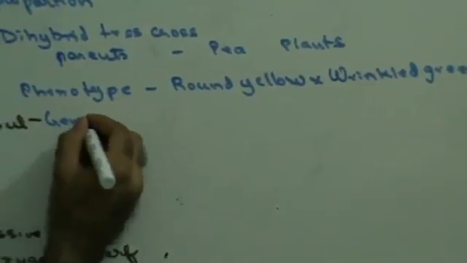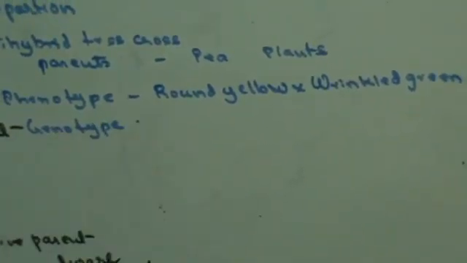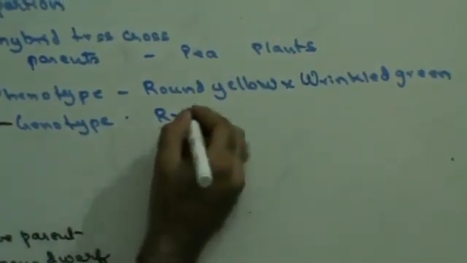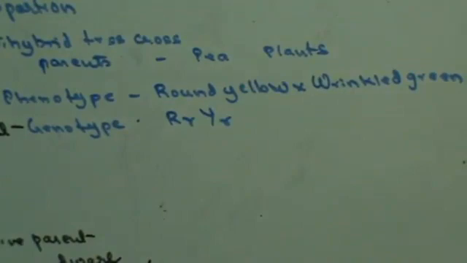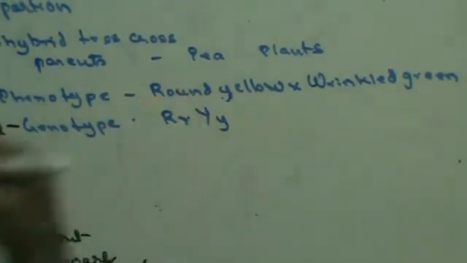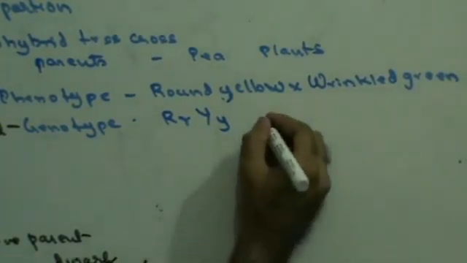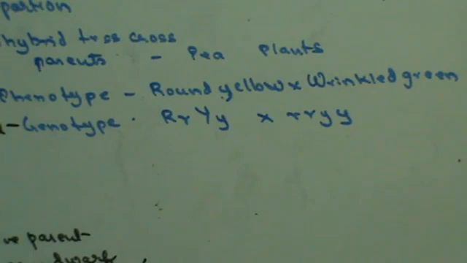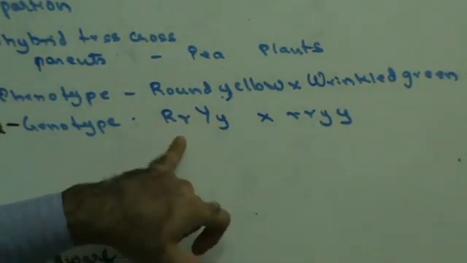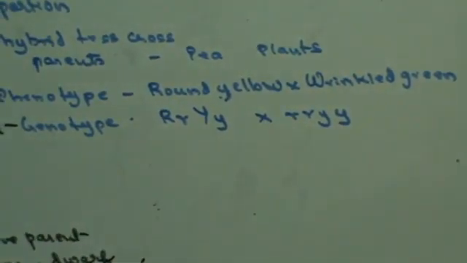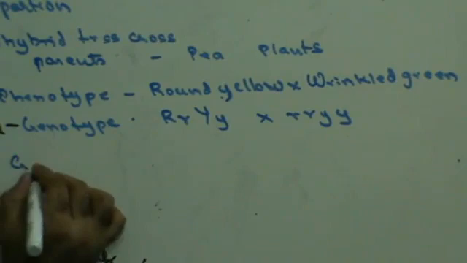Genotype. This is your F1 hybrid. So round will be Rr and yellow will be Yy, capital Y, small y. Wrinkled green is going to be rr, yy. So here you can see that you have a cross between a hybrid and a pure parent. Right, now let's see the gametes that will be produced.